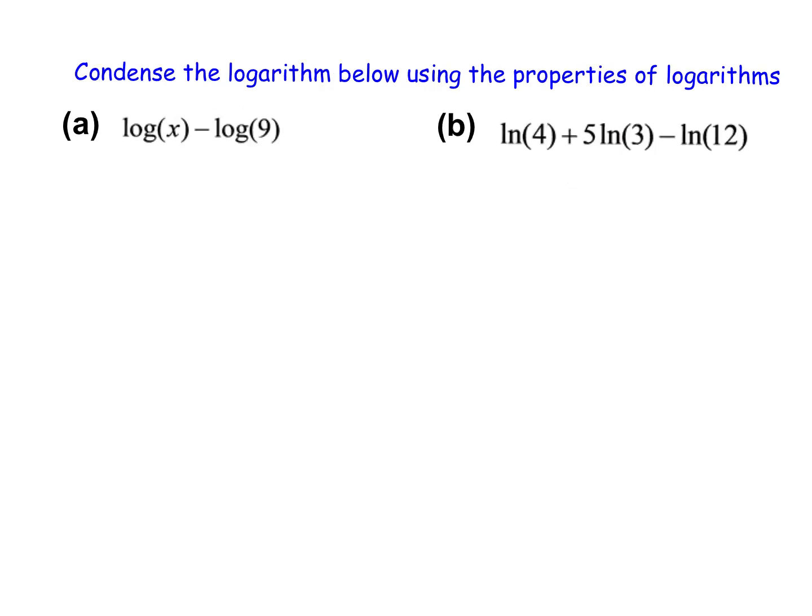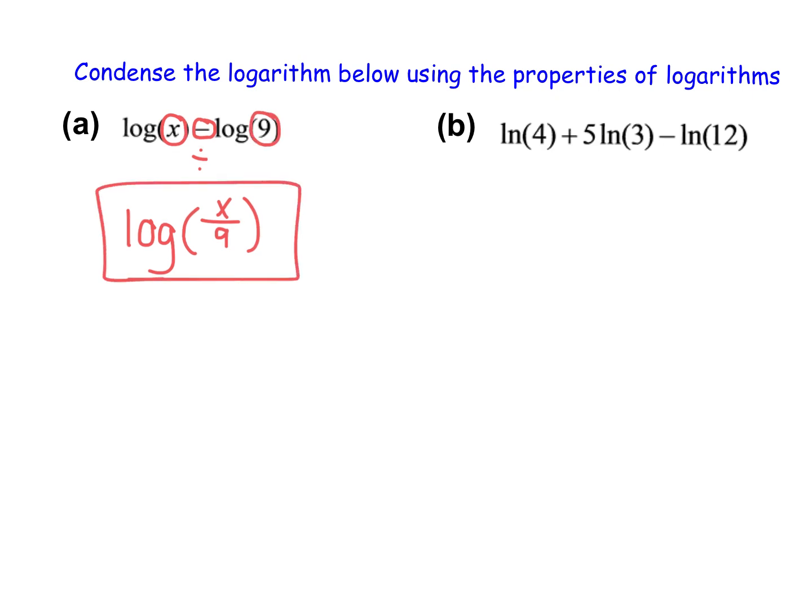So let's try two more condensing problems here. So here we have log of x minus log of 9. So this is going to become a quotient problem because there is subtraction. So it's going to become log, and then we'll have x divided by 9. First number in the top, second number in the bottom. There's our simplified log.